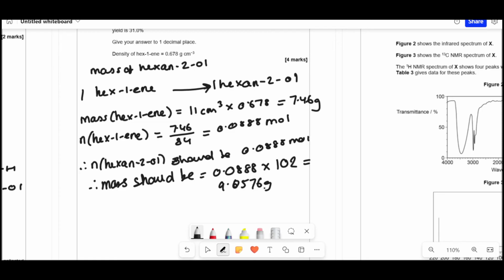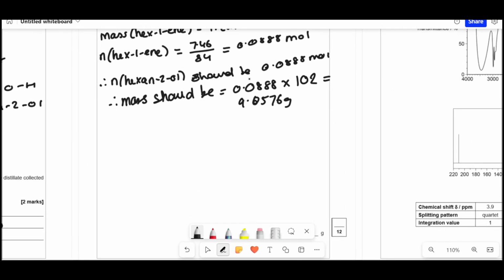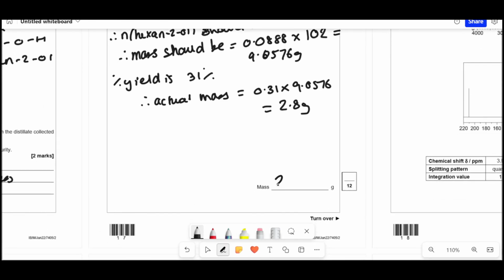So if we do that, we get 0.0888 times 102, which is 9.0576 grams. However, they've told you in the question that the percentage yield of this reaction is 31%, as in the yield of that, which is why it's really important to understand what you start and finish with and how many moles you're going from and to. So that's what you should be getting. However, percentage yield is 31%. Therefore, the actual mass you get is going to be 31% of that theoretical yield. So it's going to be 0.31 times 9.0576, which gives you 2.8 grams. So it's really important to just think logically what you're doing and stop following routine.